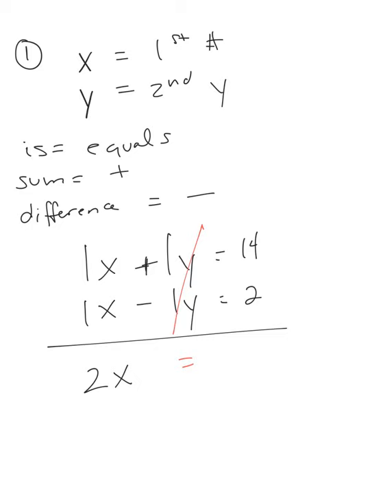Wait, I thought you were adding. Oh, I'm sorry, you're adding. Sorry, 14 plus 2 is 16. So 2x equals 16, and x would equal 8. And so your other number is 6.